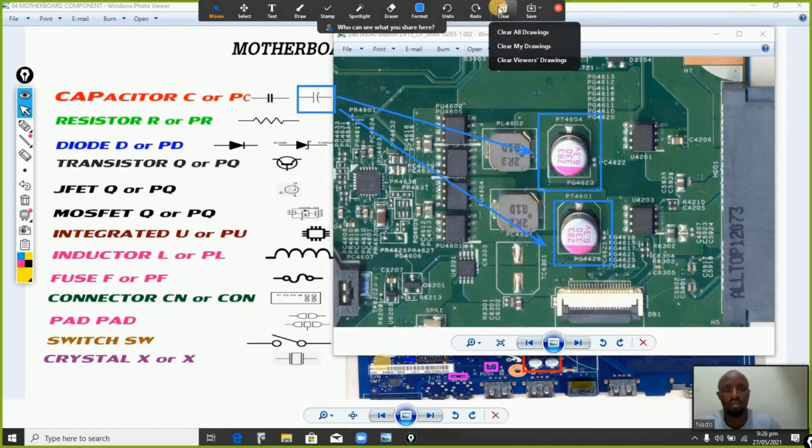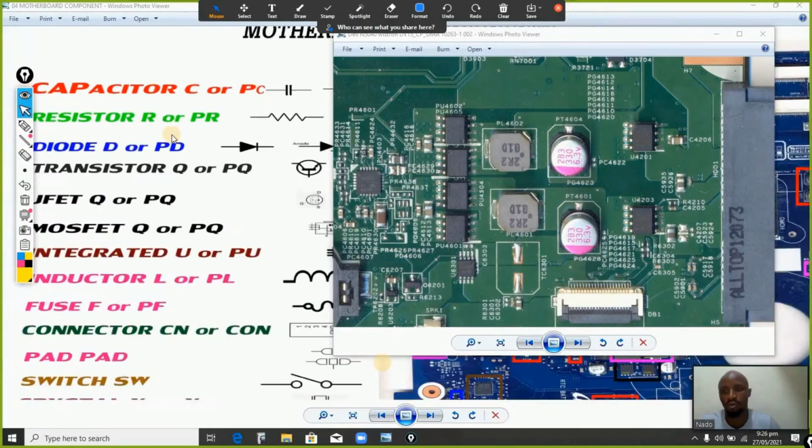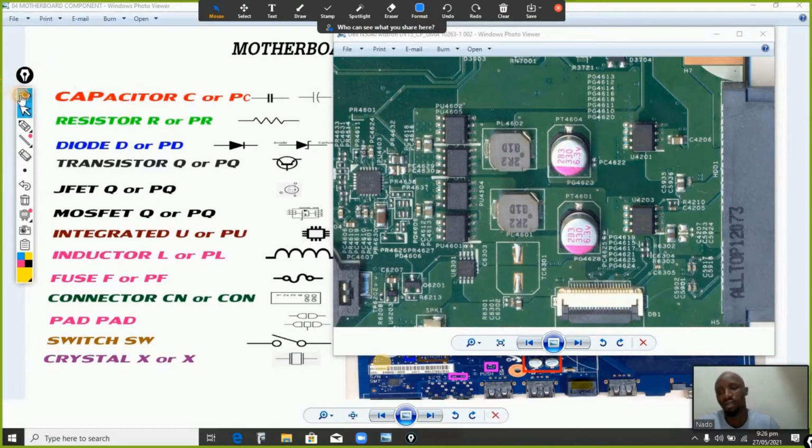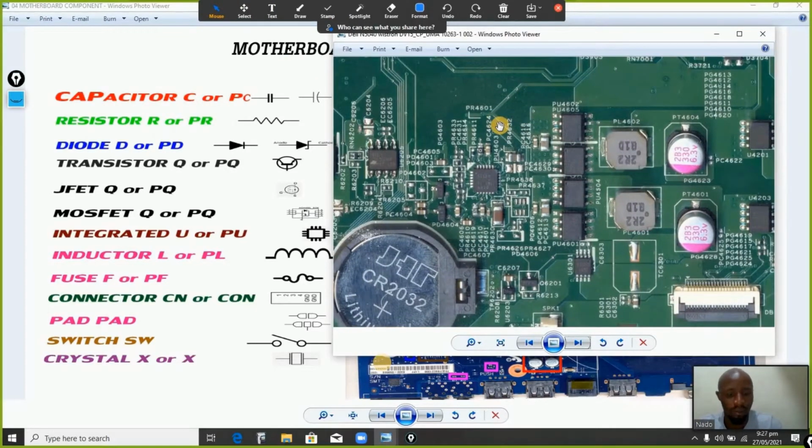So for the next component, let's go for resistor. Resistor too is a very, very important component on the motherboard whenever we are talking of repair. There are different faults that can come up on a system that are traced back to resistors. So what is a resistor? A resistor is an electronic component that is used to restrict the flow of electrons. By the time we are treating resistors on the motherboard, you will understand it fully. This is just an introduction.